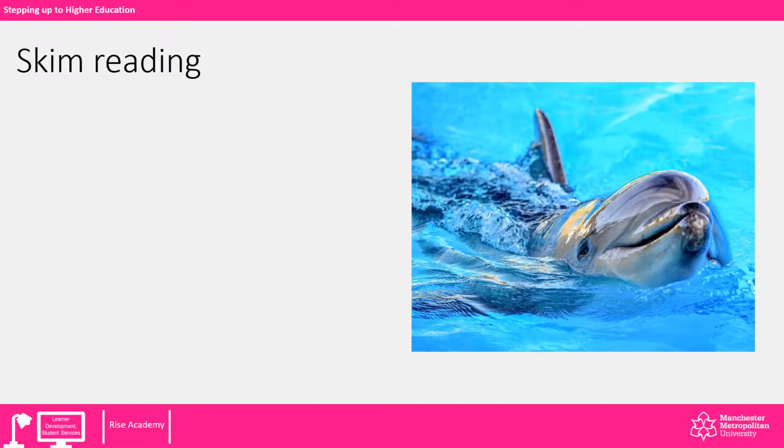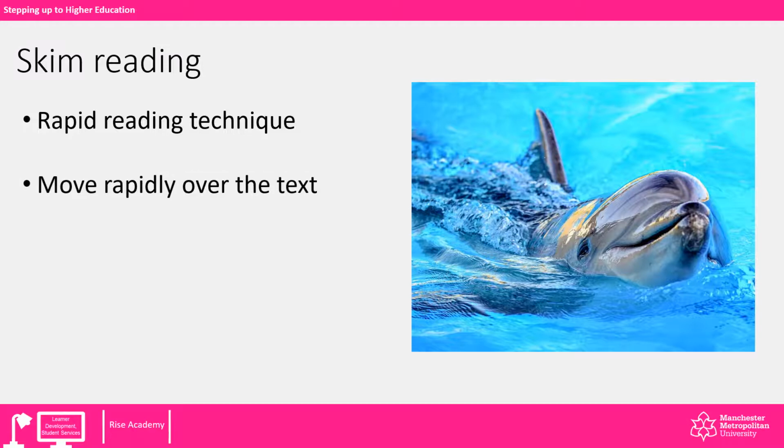Let's spend some more time now thinking about skim reading. As I mentioned earlier, skim reading is a rapid reading technique. It's like the dolphin here bobbing across the surface of an ocean. It's a technique which you can use to get the meaning or the central idea out of a text. The key thing is to move rapidly over the text. You might use your finger or a pen or a pointer to help you move across the text. Using a pointer helps you to stop your eyes getting tired.